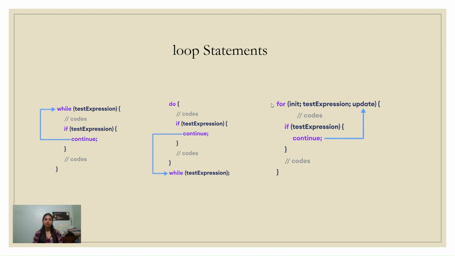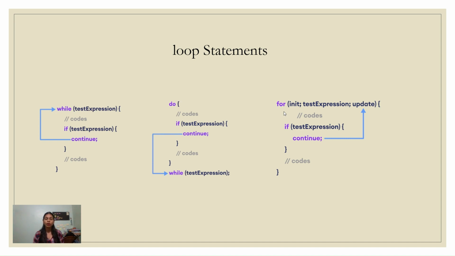Now here comes the looping statement. So what are looping statements? The repetitive working of anything until the condition is false is known as a looping statement. Here we have three basic looping statements: first, while, do while, and for loop.